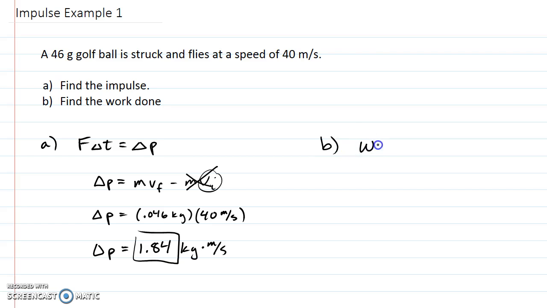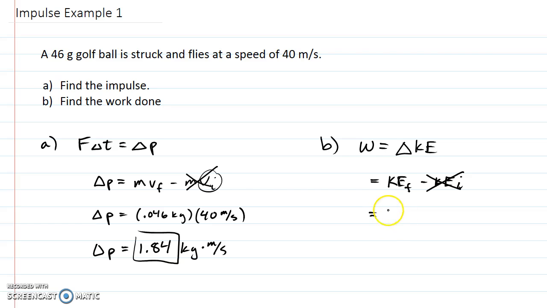Now let's think about find the work done. So we have to go back to one equation that we had before that we can't forget about. Work is actually the change in kinetic energy. And so this is going to be related. Remember that change in kinetic energy is the kinetic energy of the final minus the kinetic energy of the initial. And just like what we had in part A, we're going to cancel this out. There was no speed at the beginning. And so we're just going to look at the kinetic energy of the final instant that it was struck away from the golf club.